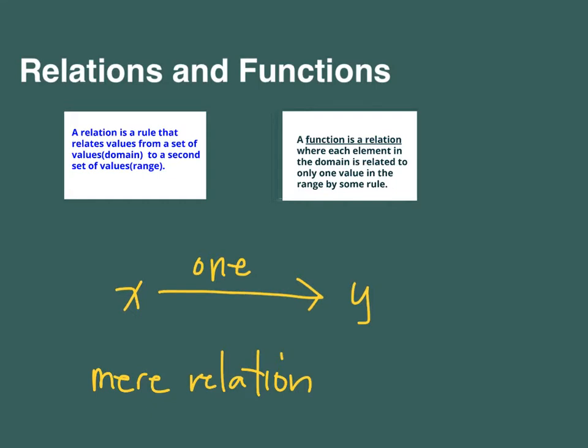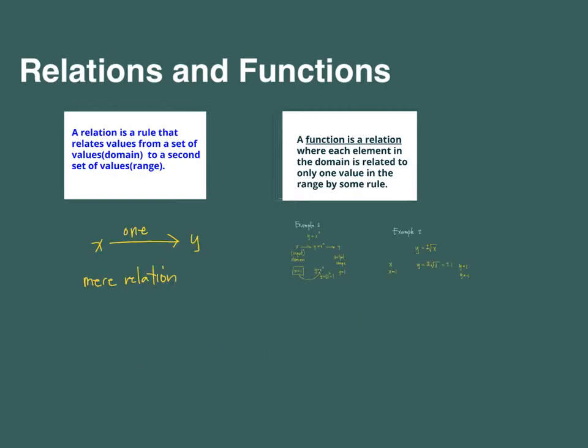Let us review the two examples that I presented earlier. The first one is y equals x squared, and the second one is y equals the positive and negative square root of x. One of these examples is a function, and the other is a mere relation. To identify which is a function, we have to focus on the definition of a function. That is, the domain is related to only one value in the range by some rule.